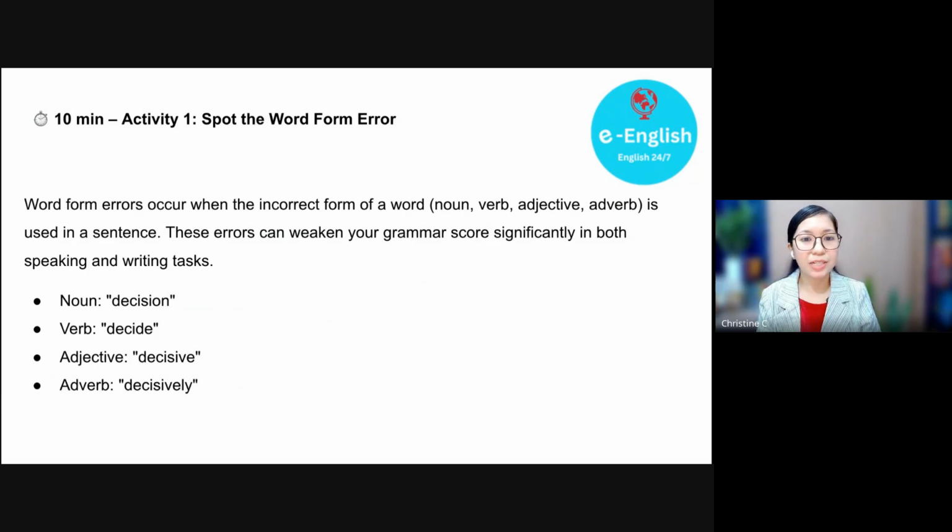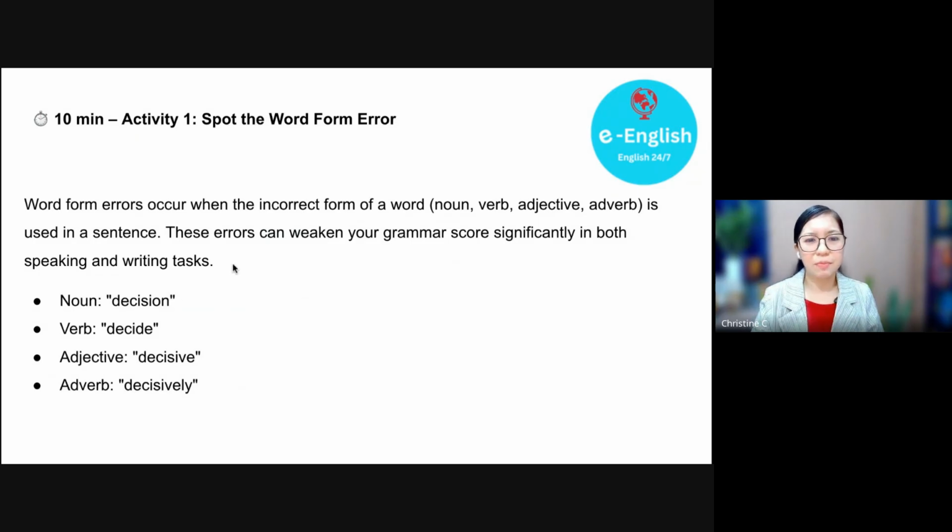All right, let's look at our first activity for today: how to spot word form errors. What does word form error mean? It occurs when the incorrect form of a word is used in a sentence. We all know from our primary grammar courses that a word can come in different parts of speech, such as noun, verb, adjective, adverb, and many others, but these four are commonly confused or mistaken. If we can spot these errors quickly in our writing and speaking, it will significantly improve our scores in the speaking and writing test.